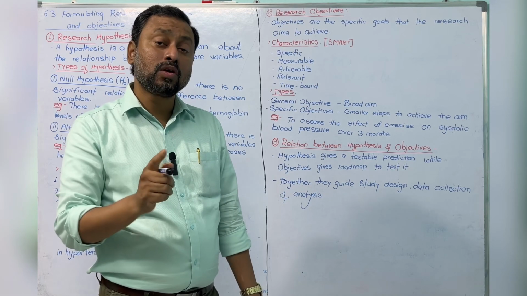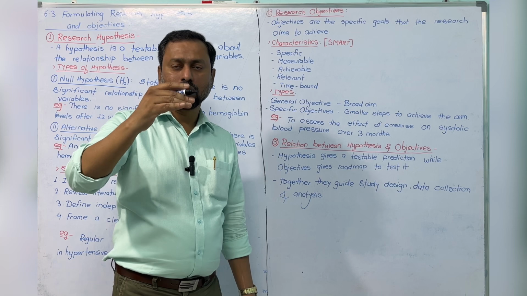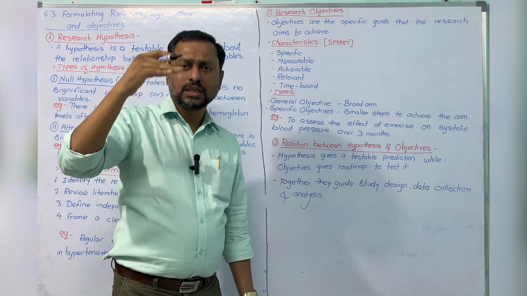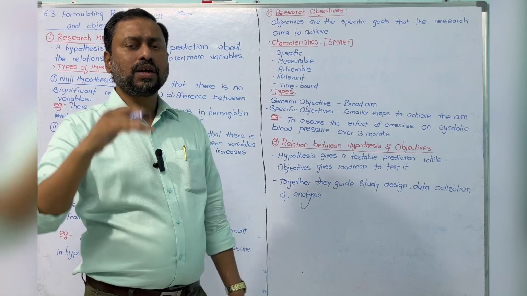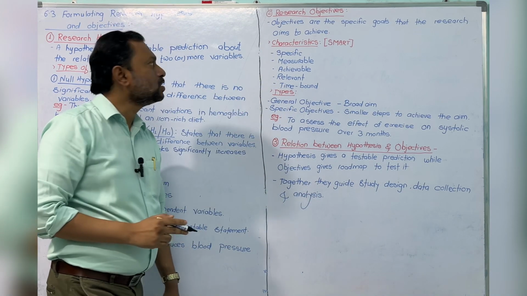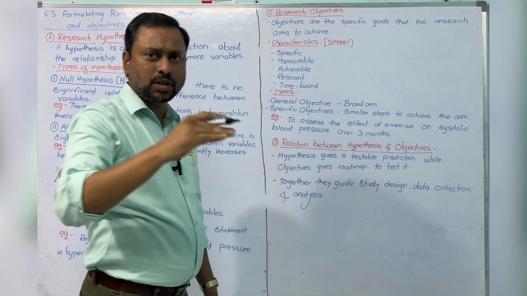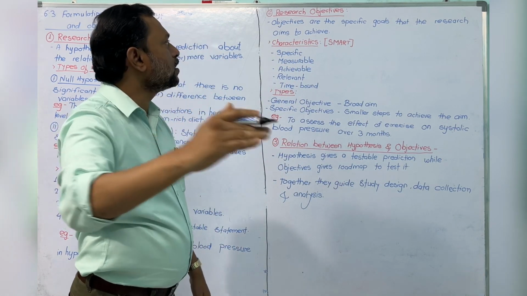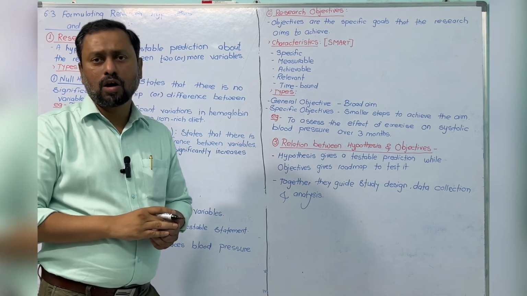This is your aim. How you are going to prove it, step by step, that is the objective. What are the steps you are using, that is the objective. Research objectives are the specific, small goals that the research aims to achieve. This is about the research objectives.